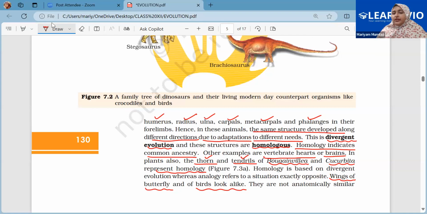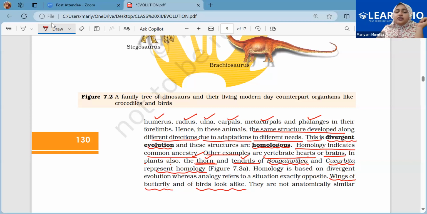So, this type of evolution is divergent evolution, wherein the structure is same, but the function is different. And these structures are homologous structures. Homology indicates common ancestry. Other examples are vertebrate hearts or brains. In plants also, the thorn and the tendrils of Bougainvillea and Cucurbita represent homology. So these examples of homology are very important.